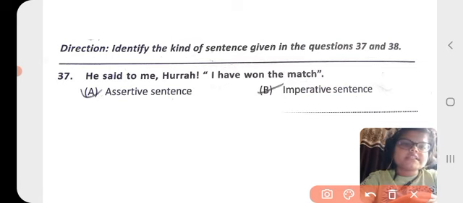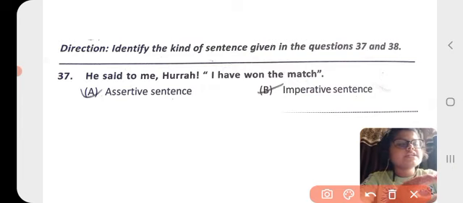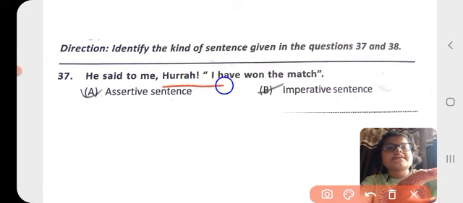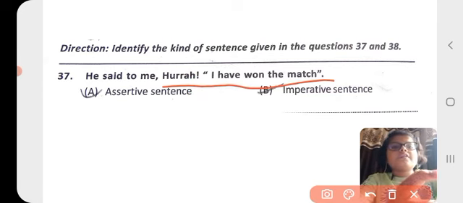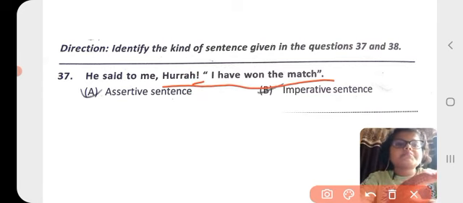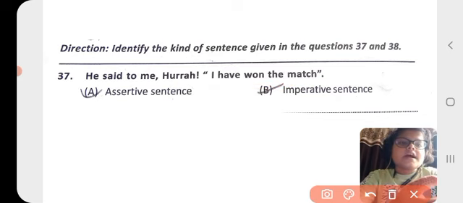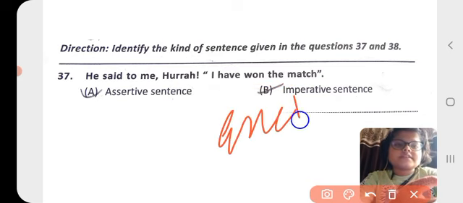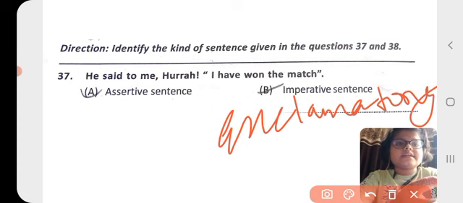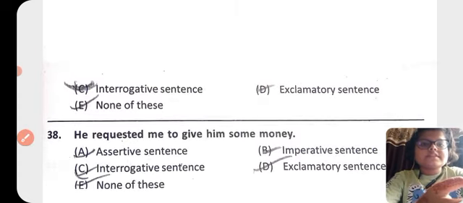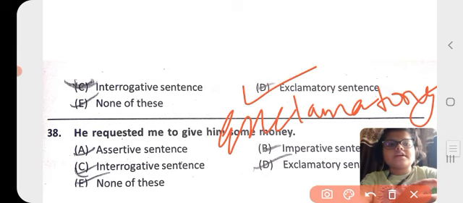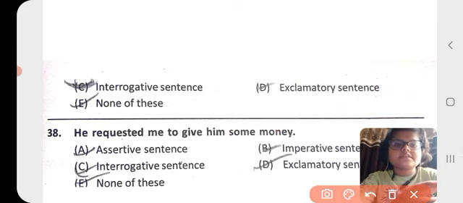Direction. Identify the kind of sentence given in questions 37 and 38. He said to me, "Hooray, I won the match." So this statement they are asking. Here, as soon as we see an exclamatory mark, we say it is an exclamatory sentence. So this is option D, exclamatory sentence.